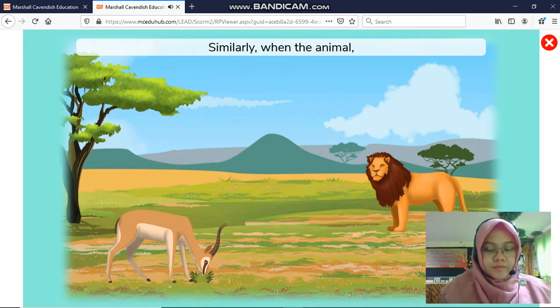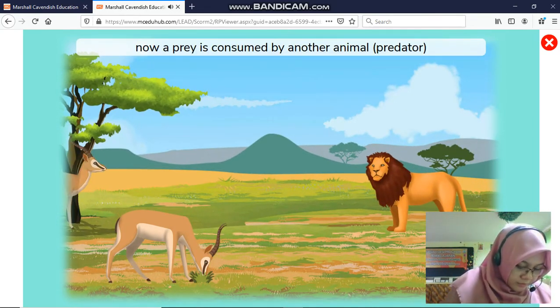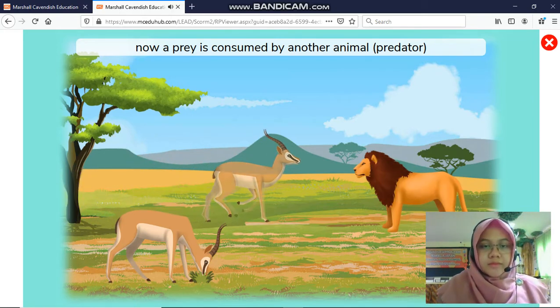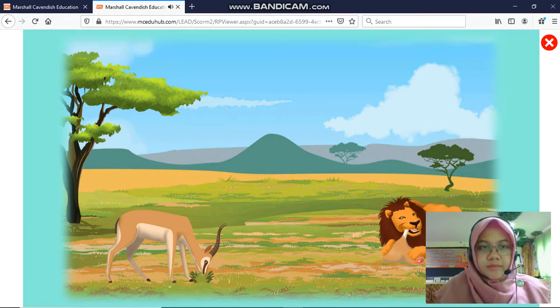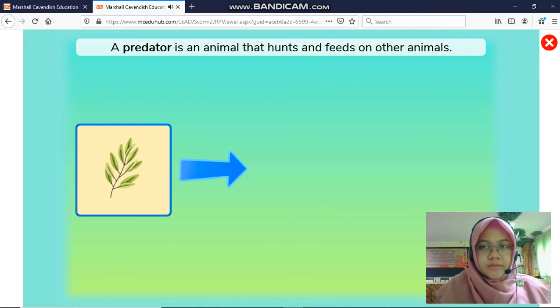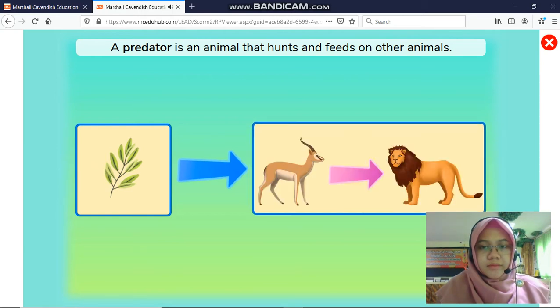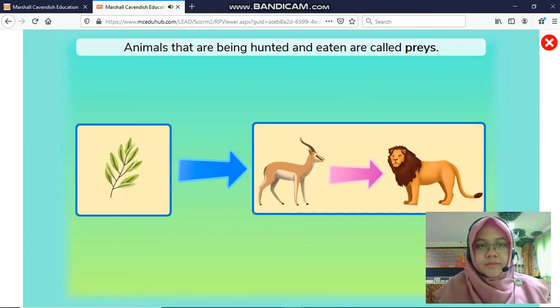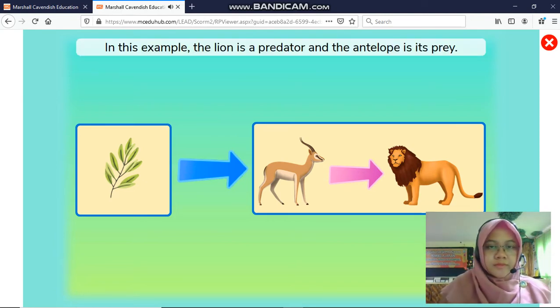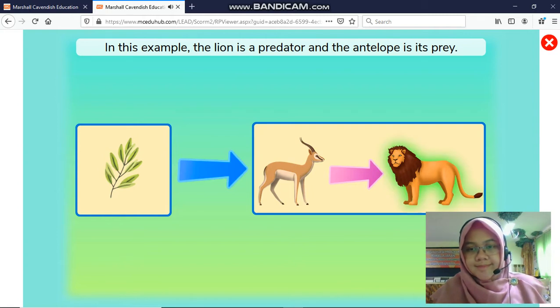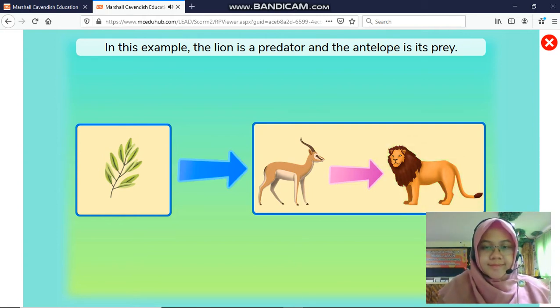Similarly, when the animal, now a prey, is consumed by another animal, a predator, the energy stored in the prey is passed on to the predator. A predator is an animal that hunts and feeds on other animals. Animals that are being hunted and eaten are called preys. In this example, the lion is a predator, and the antelope is its prey.